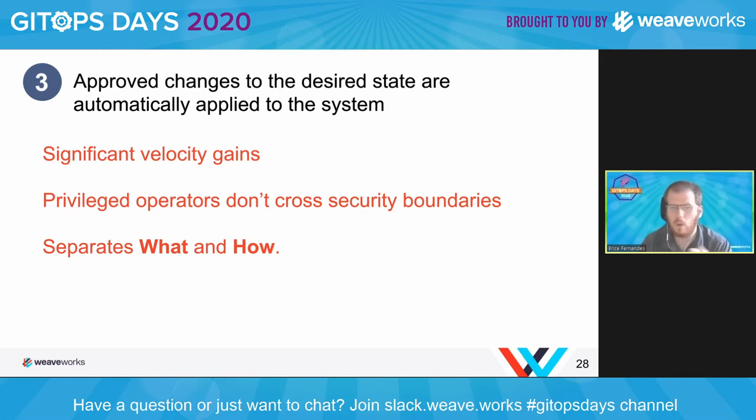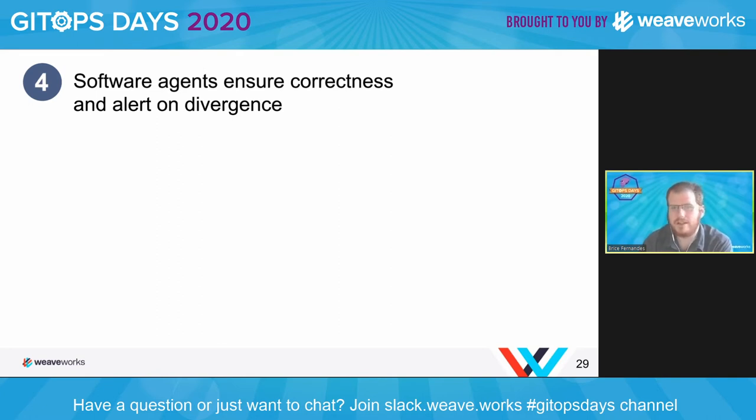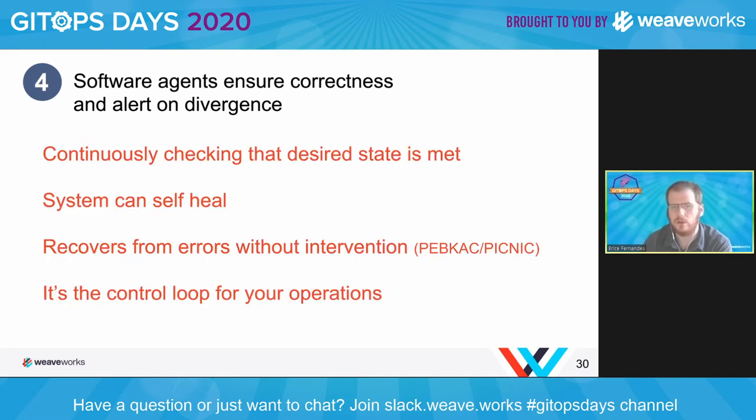We want to separate what and how here, and that's around the privilege escalation and how we move the credentials into the operator inside the security boundary. And finally, we have things that continuously ensure correctness, right? That's really the key. That's closing the control loop. And I'll talk about closing the loop quite a lot during this workshop. But really, closing the control loop is what GitOps is about.